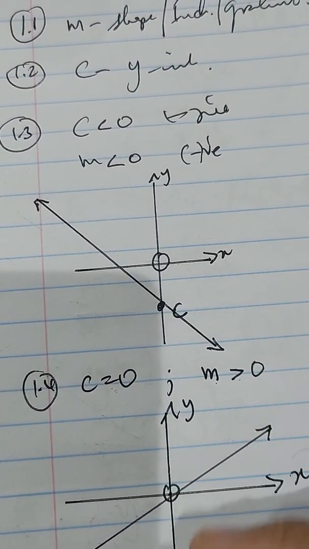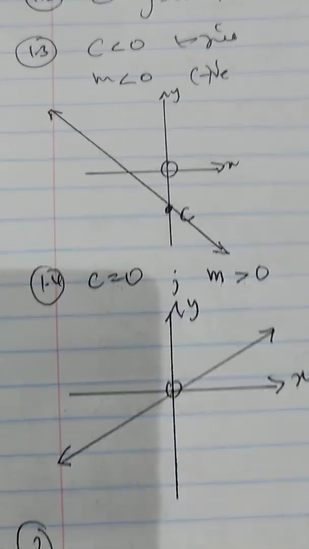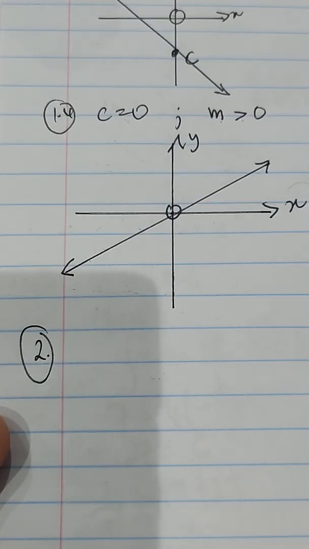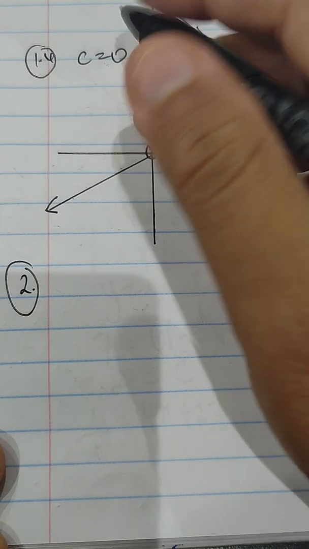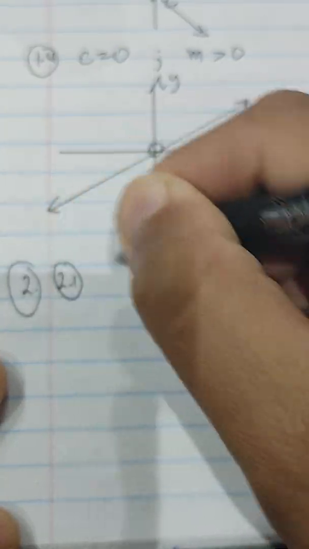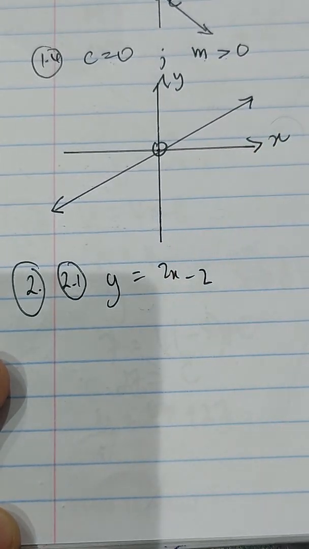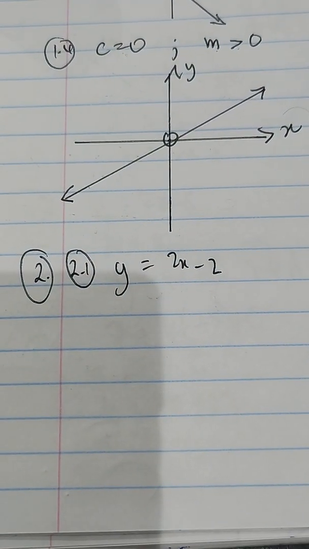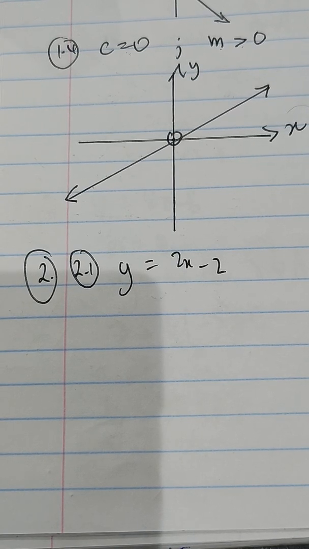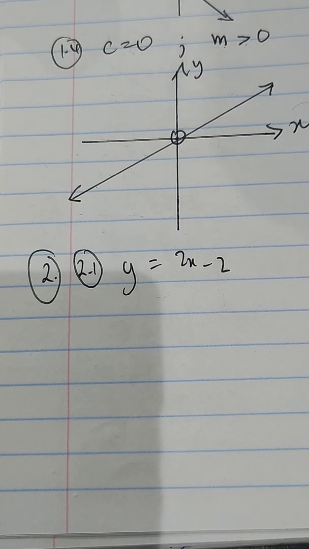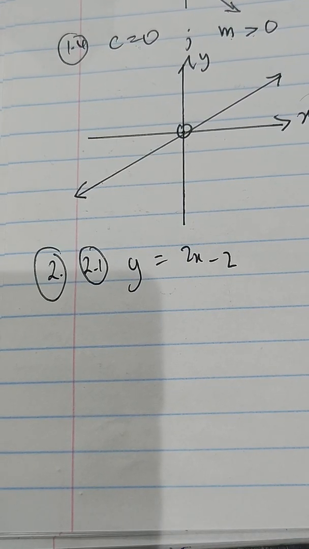Now we're looking at number 2. The question says, draw the graphs of each of the following. So what I'm going to do is take out all the odd numbers and I'll draw these graphs for you. Let's start with 2.1. The graph is y is equal to 2x minus 2. There are different ways of drawing these graphs. One is by using a table. Another is by using the dual intercept method. And the other one is doing the rise and run, which is the gradient y-intercept method.